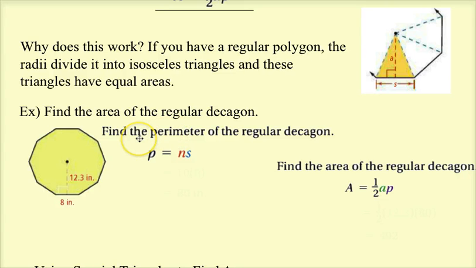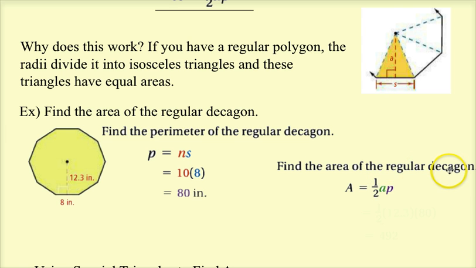A decagon has 10 sides. So first I'm going to find my perimeter. The perimeter is n times the side length. So it's 10 because I have 10 sides, and each side has a length of 8. Remember, this is a regular decagon, so all the sides are congruent to each other. So 10 times 8 is 80, so that's my perimeter.